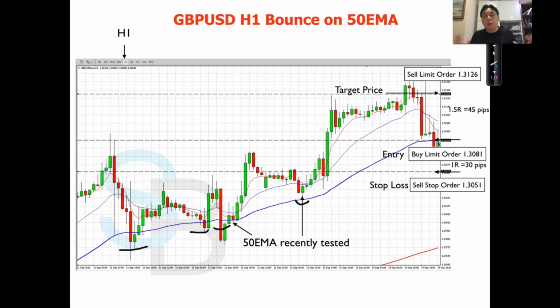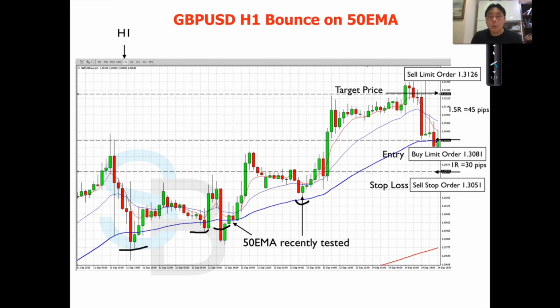Now, you don't have to wait for the candle to close, right? As long as the price goes below and you put a buy stop order there, it goes up, boom, triggers your buy order. The candle doesn't have to close. So this is a bit more of a cautious way, right? Okay, so in this case, I'm a bit more aggressive. I put my buy limit order at 3081, waiting for the price to go and trigger my order, right?